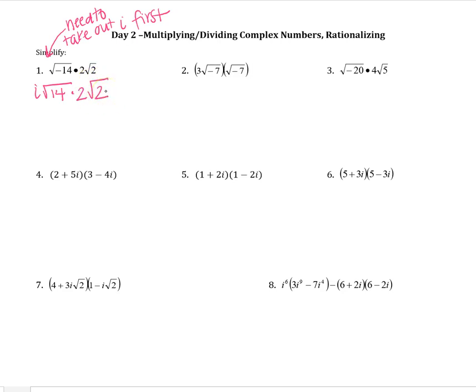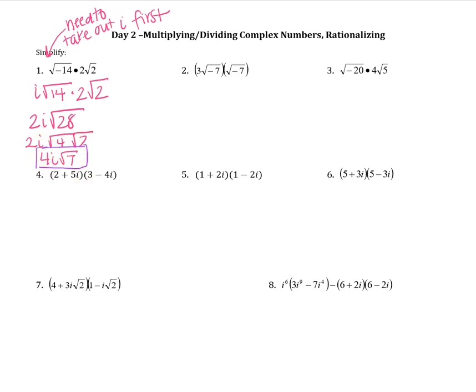Then I'm going to multiply like I normally would. So I have 2i times the square root of 28, because 14 and 2 gives you 28. Then I'm going to simplify radical 28 like I normally would. So this is 2i. This breaks down into 4 and 7. Square root of 4 is 2. 2 times 2 gives me 4, so this is 4i square root of 7. And that's our final answer.